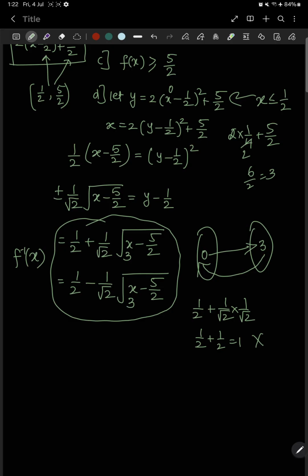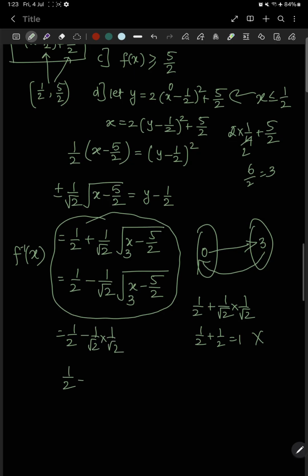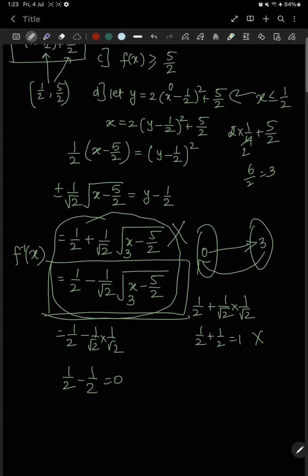Now let's put it into this one. Again, I get 1 over root 2. So half minus 1 over root 2 times 1 over root 2, and that's half minus half, and I get the value 0. So I see that this 3 would be mapped to 0 if I put it into the function inverse formula. So my correct formula for the function inverse is this and not the first one. So you have to reject the first one and only write this as your final answer for the function inverse expression.